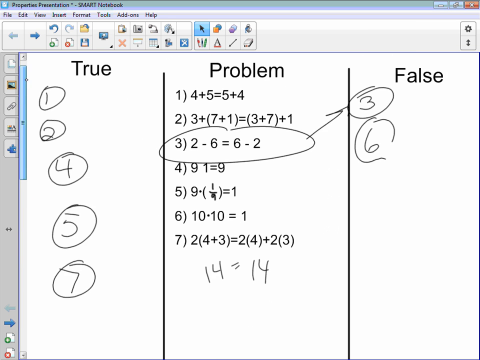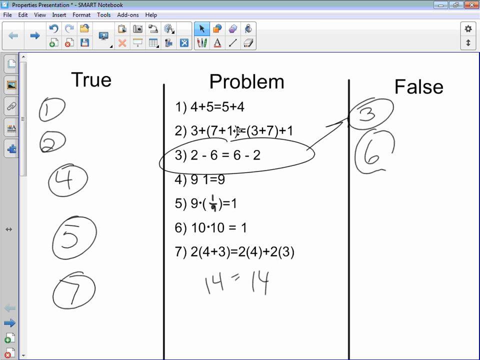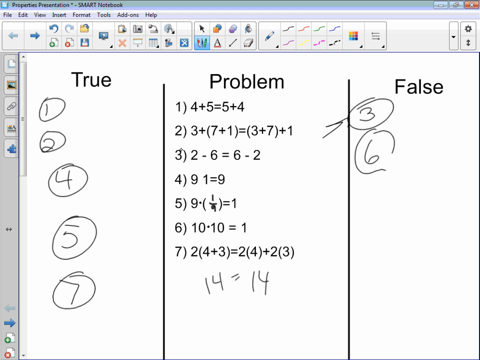Up here I saw that 3 plus 7 plus 1 ended up being the same as when I changed the parentheses there. So what if I changed it and I said 30 plus 7 plus 1 and 30 plus 7 plus 1 with the parentheses moved? Do you think that would still be the same? Yes. 7 plus 1 is 8. Plus 30 equals 38. And 30 plus 7 equals 37. Plus 1 is 38. So either way it works out.